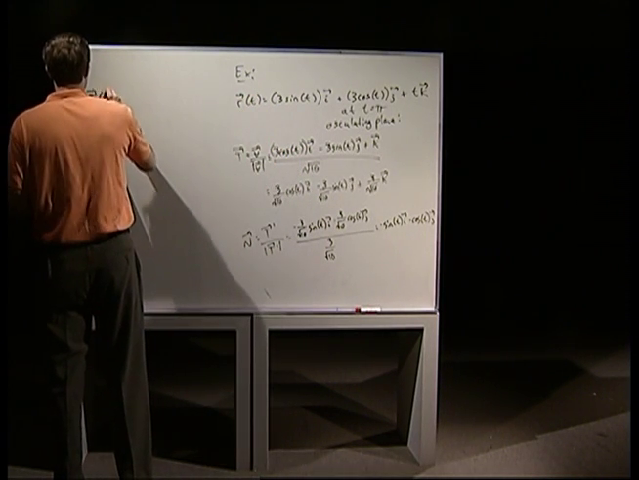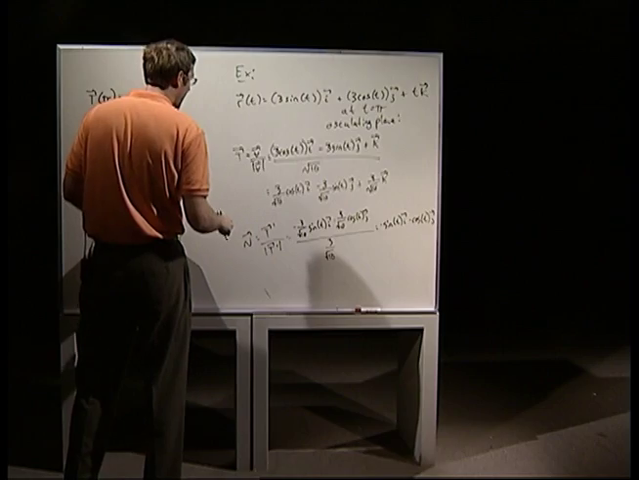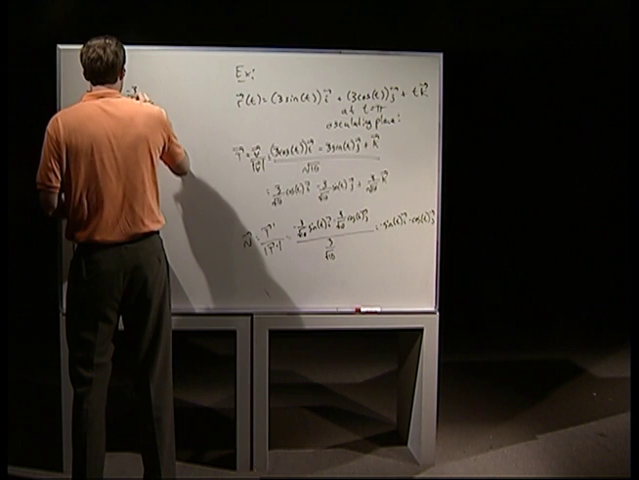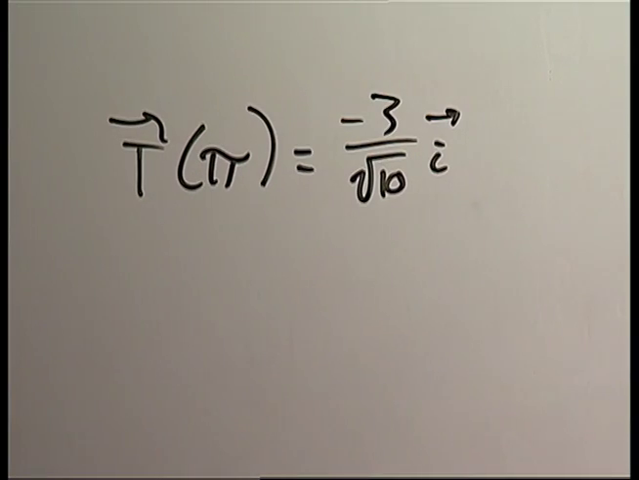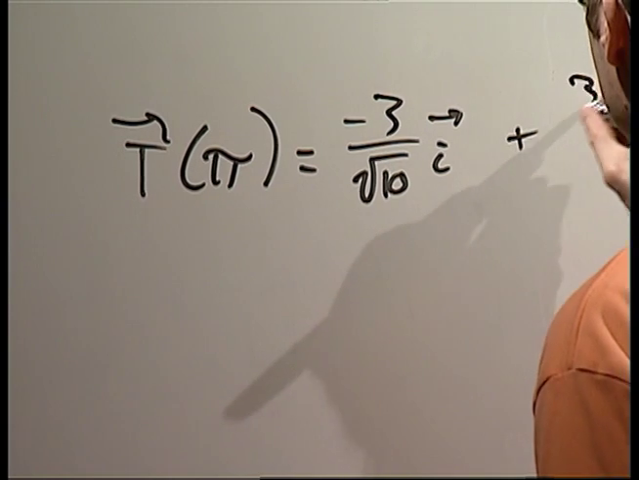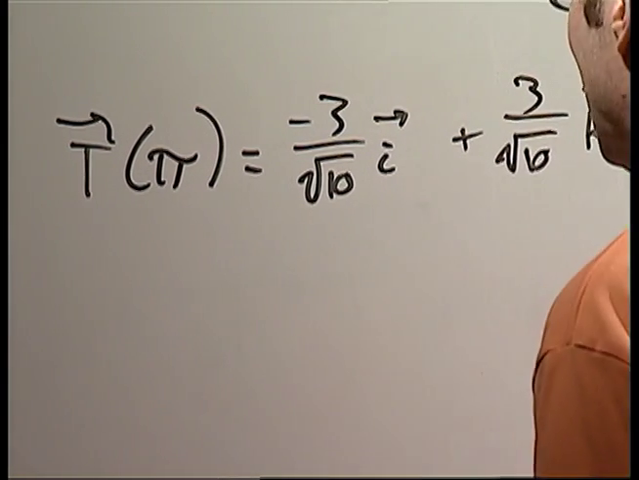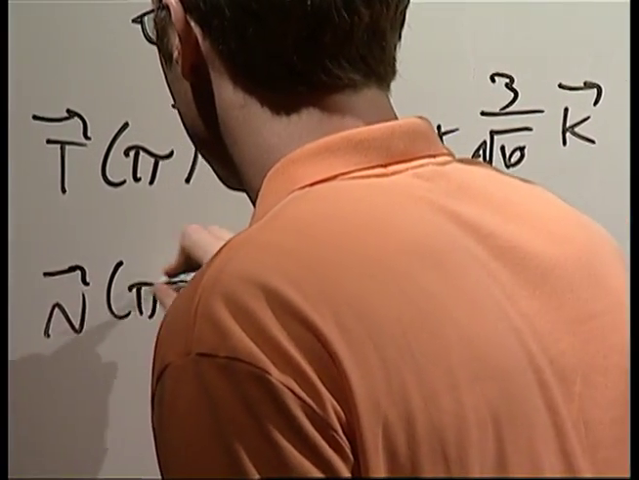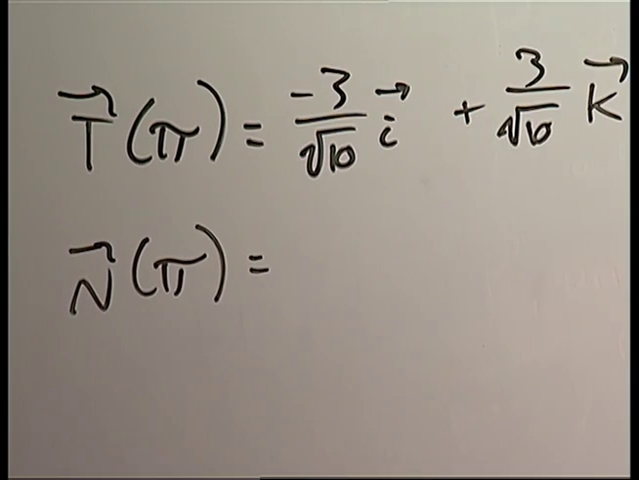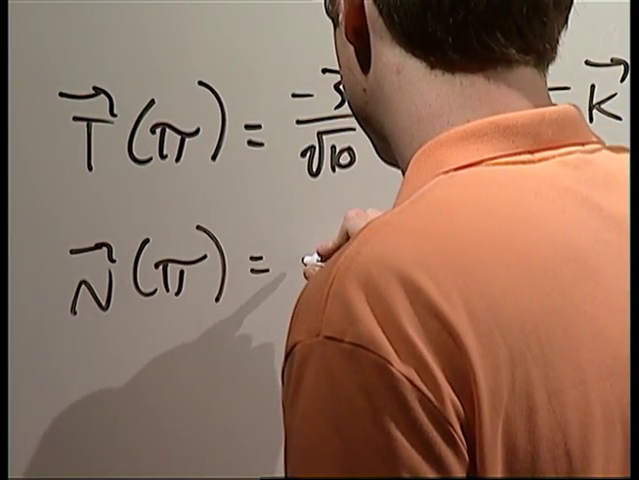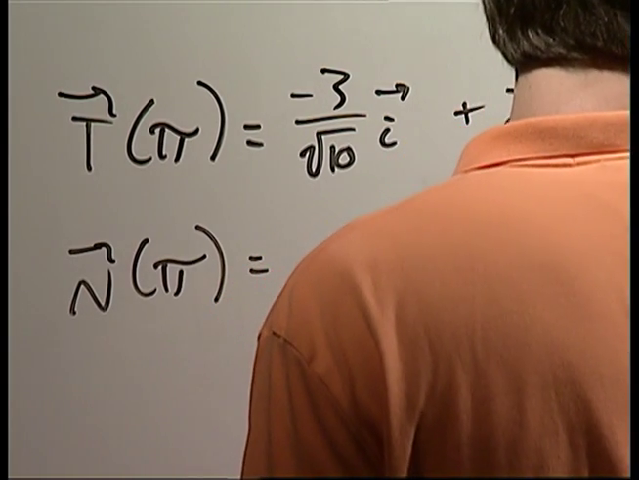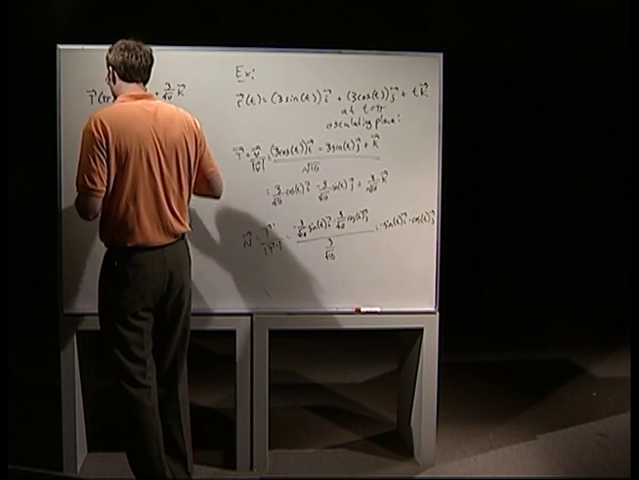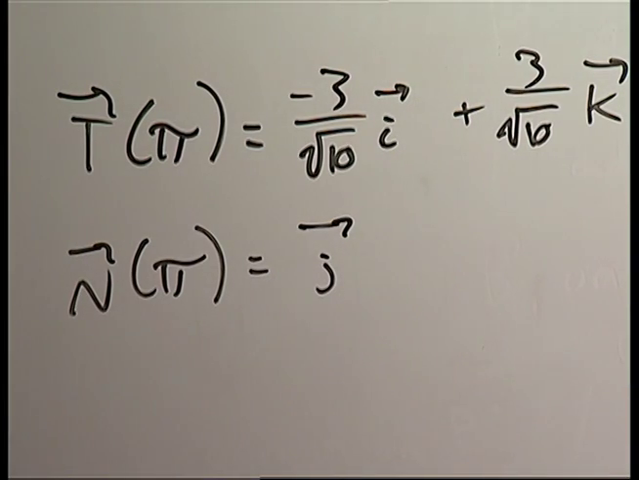So T of pi: if I plug in pi, there's T. The cosine term becomes negative 3 over root 10 i. The sine term disappears, and we get 3 over root 10 k. That's T of pi. And N of pi: the i term is 0 because sine of pi is 0. The j term is negative cosine of pi, which is negative 1, which is positive 1. So N of pi is just j.